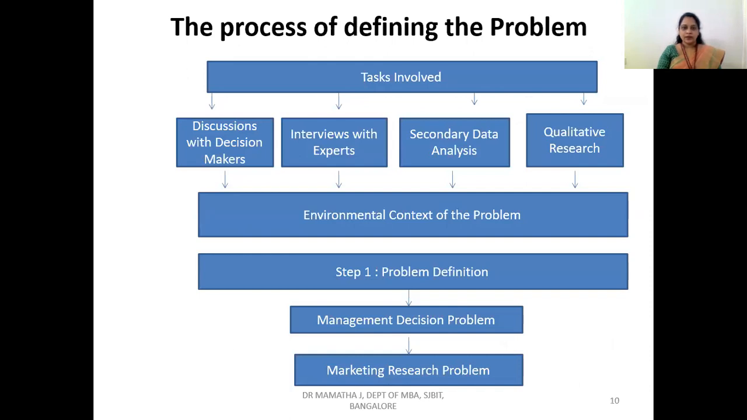So how do you define the problem? What is the process involved in it? First, you can have a discussion with the decision makers. You can interview experts, people who have knowledge about that particular issue, and you can do secondary data analysis. You can also do qualitative research. These are the various tasks through which you can identify the problem properly, right? Then from all these sources, you define the environmental context of the problem and you will have a problem definition. First define the management decision problem, then convert that into a research problem.